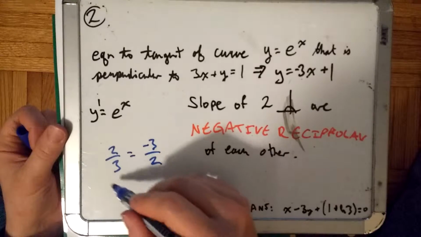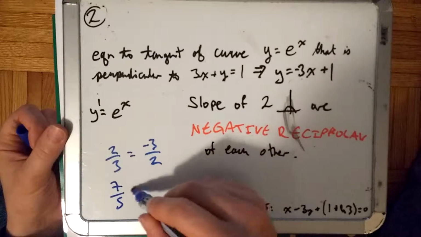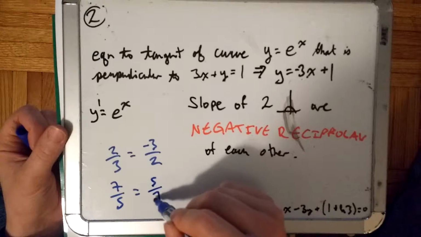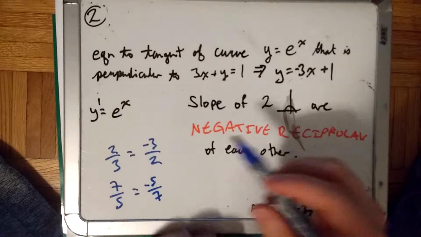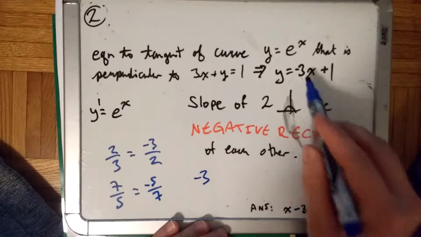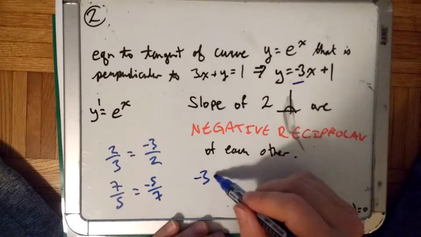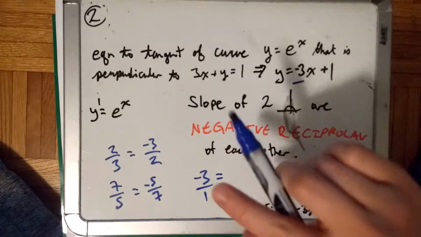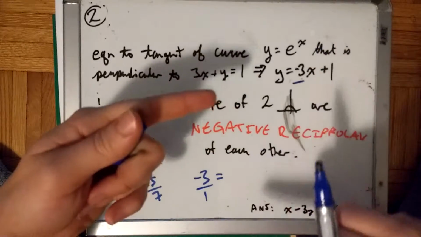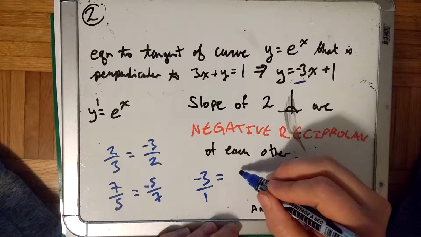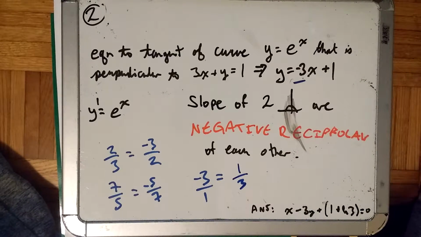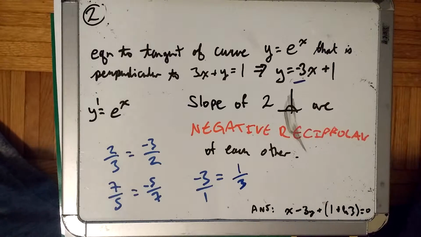Okay, what if I had something like 7/5? Negative reciprocal is going to be negative 5/7, okay? What if I had a slope of -3? What's its negative reciprocal? Okay, it's -3/1. Therefore, just literally make the numerator the denominator and vice versa, and you're going to get 1/3. Okay, that's what a negative reciprocal is.